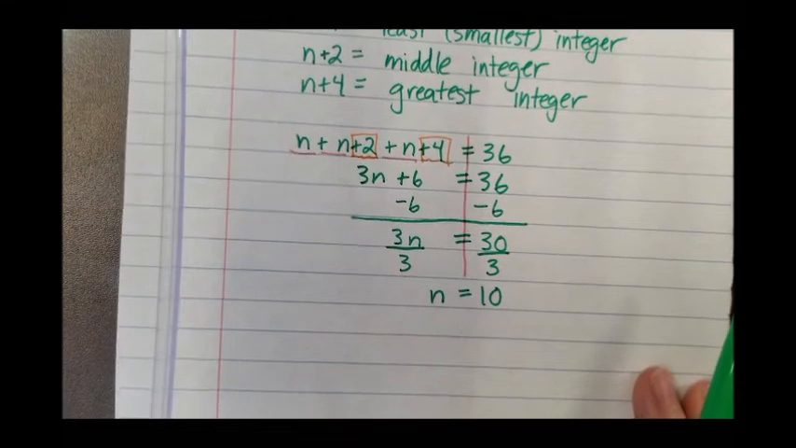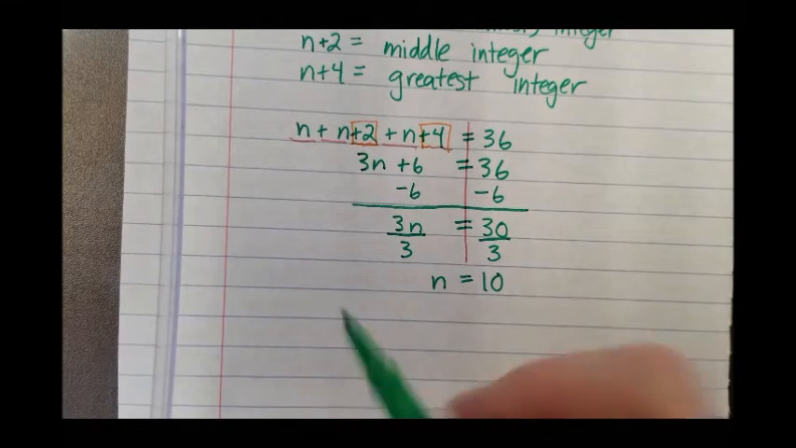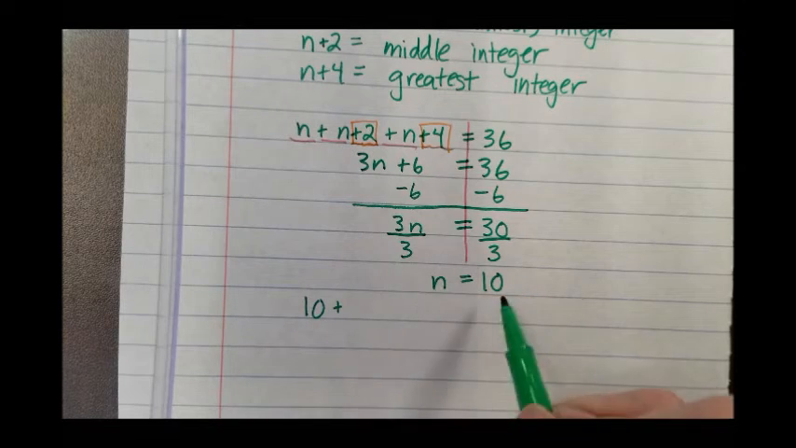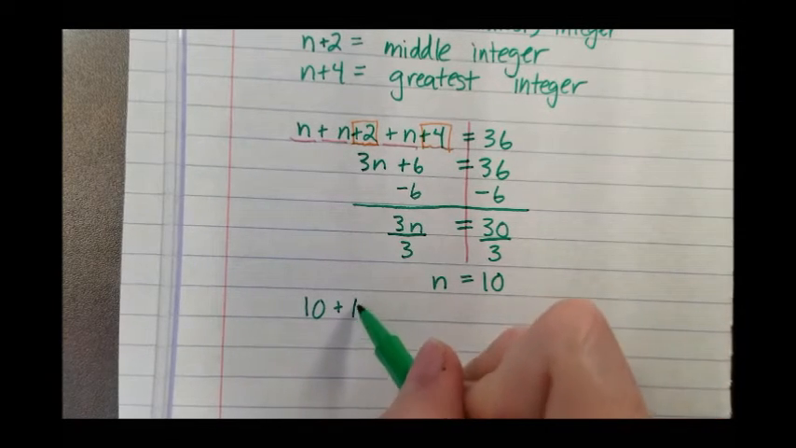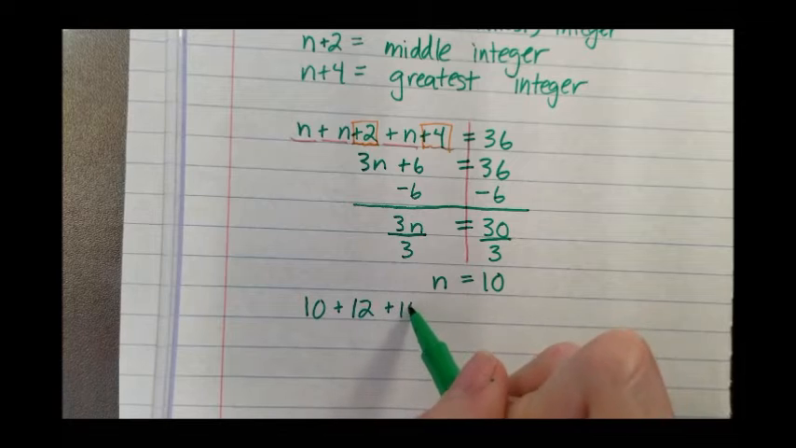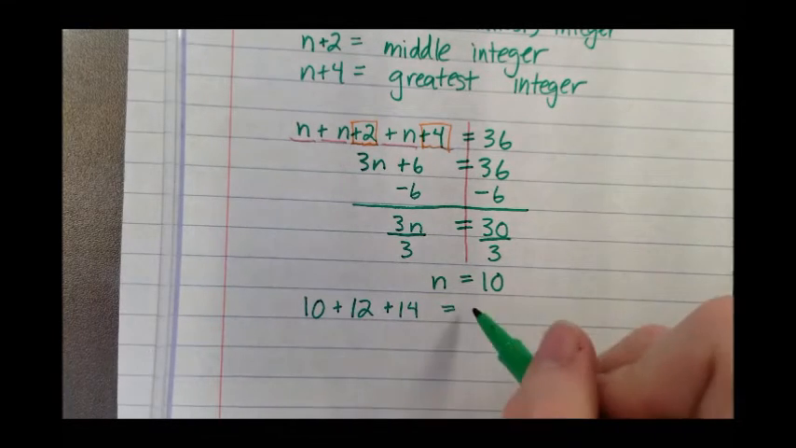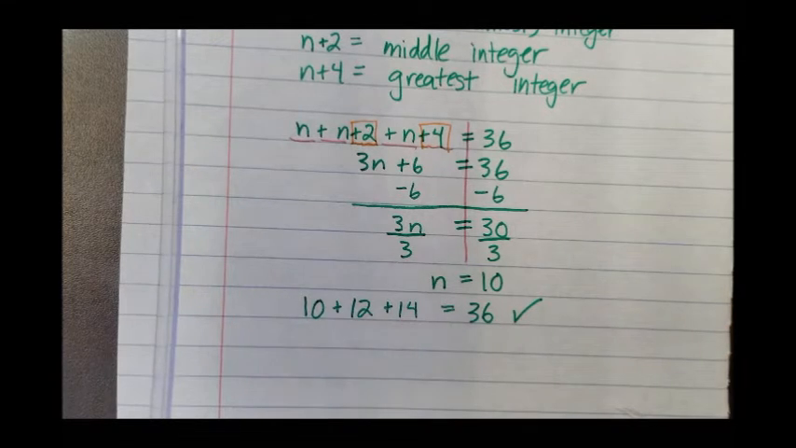And so let's check our answer. Let's see if this works. Our least integer was 10, and then the next one we'd get by adding 2 would be 12, and then 14. Add them all together. If we add all those together, that gives us 36, so it checks out.